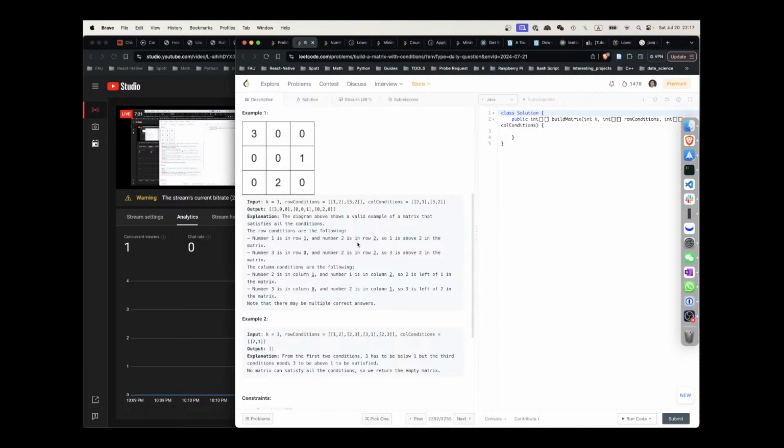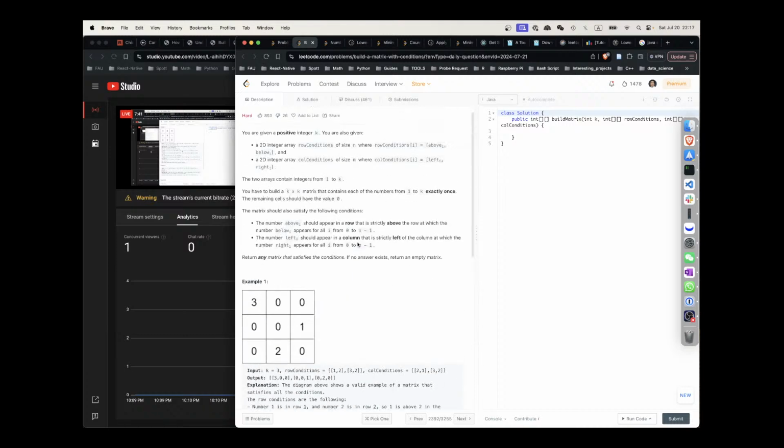But anyway, let's just consider that as a graph. So row wise, it's a directed graph, like 1 to 2, 2 to 3. So we build an adjacency list. Then because we're fitting 1 to k exactly once, we build a matrix that contains each of the numbers 1 to k exactly once. The remaining cells will be 0.